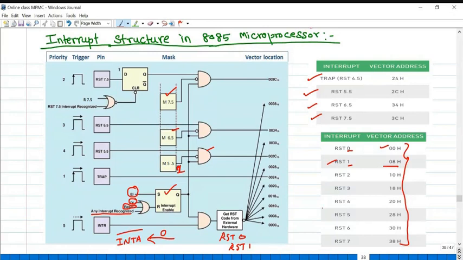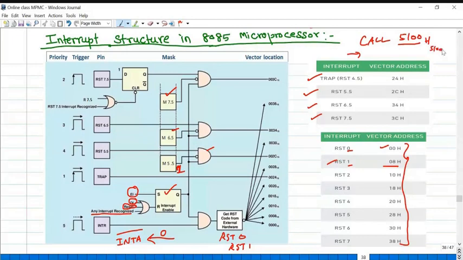Okay, so this restart instruction is similar to your call instruction. I think we completed the instruction set already. Suppose CALL 5100H. What do you mean by CALL 5100H? The program counter stores the next immediate instruction address location in the stack memory. Okay, and the program execution flow will go to this 5100 address location.